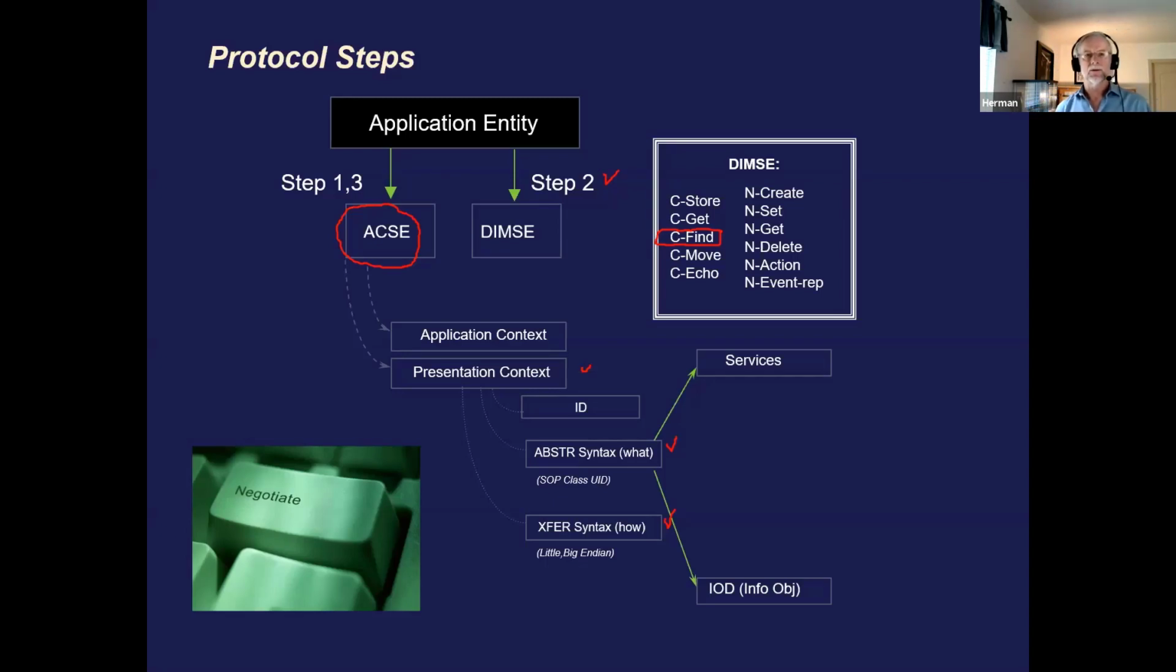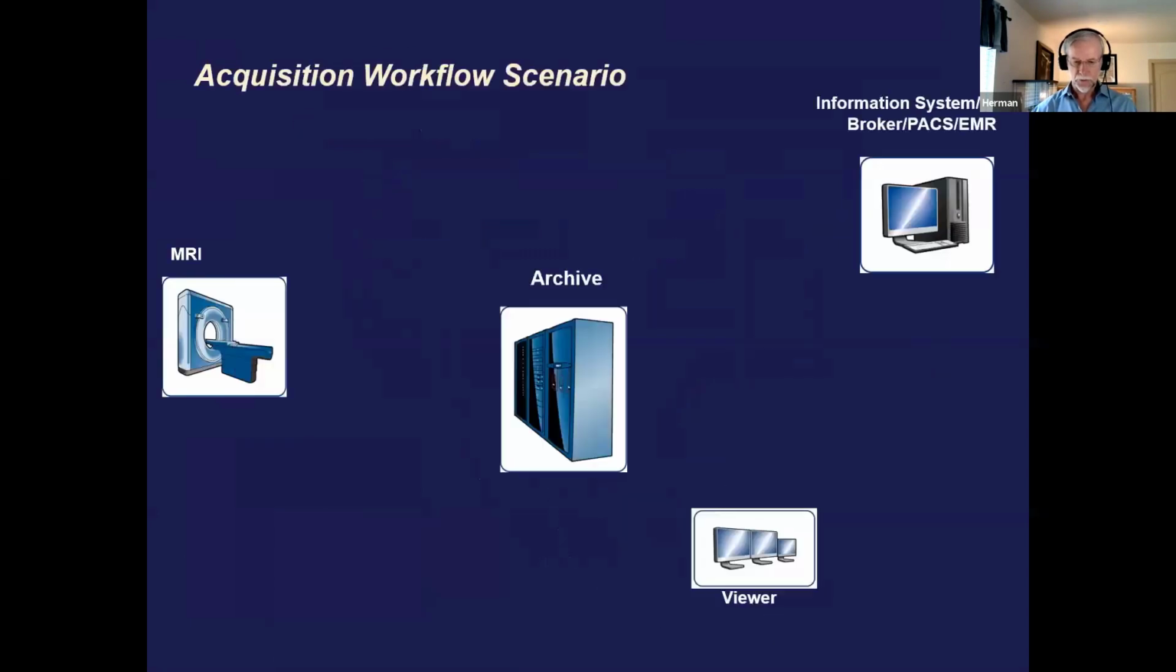When you look at a typical query, you see an associate request, accepted or rejected. We do a C-FIND request with the responses, and then we do a release request with a response back. So that's a little bit about the protocol. So what about the scenario?